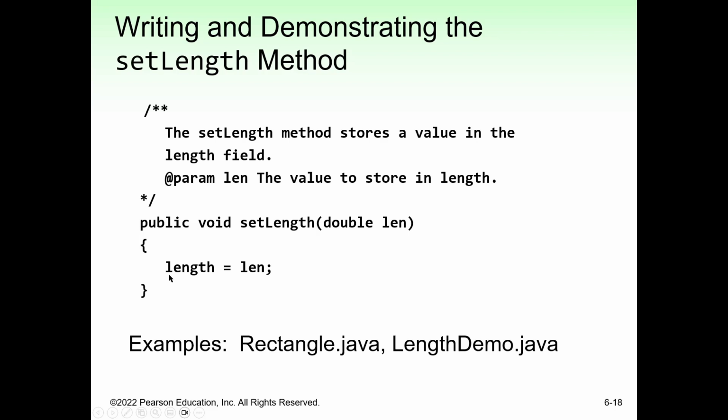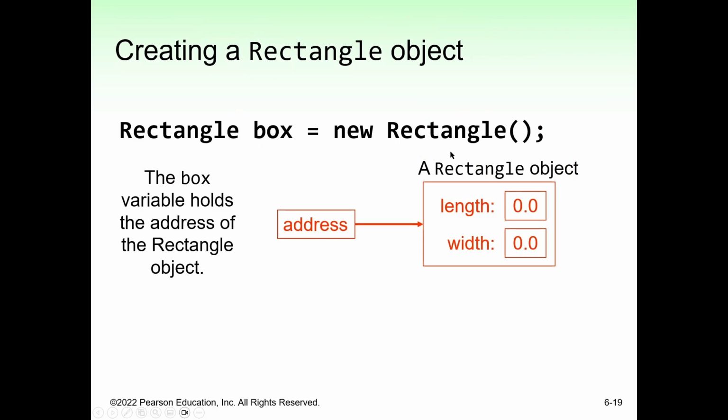And then we are just setting the length variable to whatever value was sent here. So this is the assignment, length equals len. This method will provide you with a way to set your actual variable to a certain value without interfering with that variable directly. So now let's create our own rectangle object.